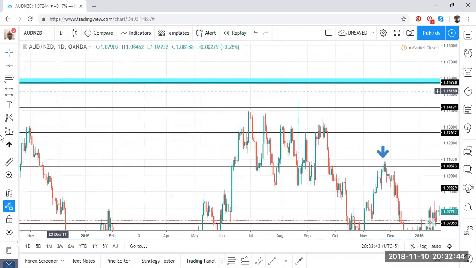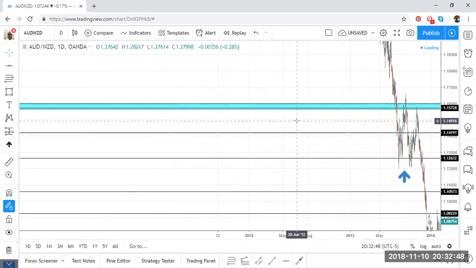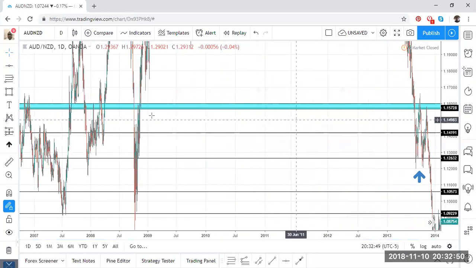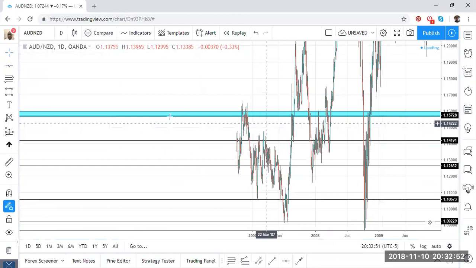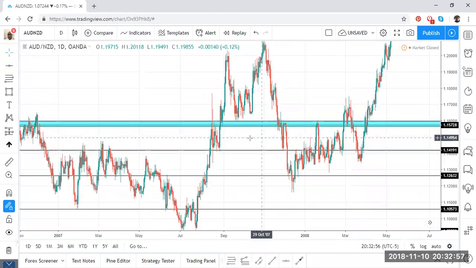Question. How do you determine how thick your zone is? How you just drew that first zone just now? How thick you know to draw that?